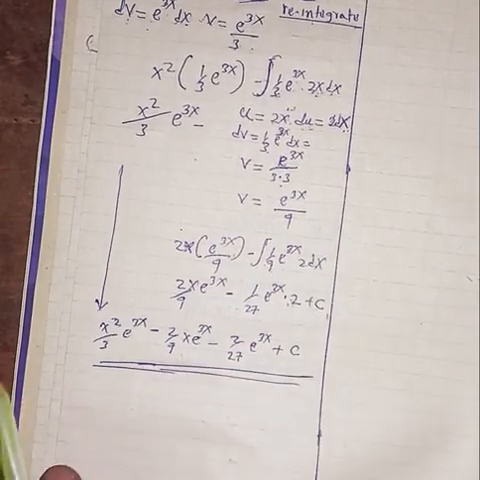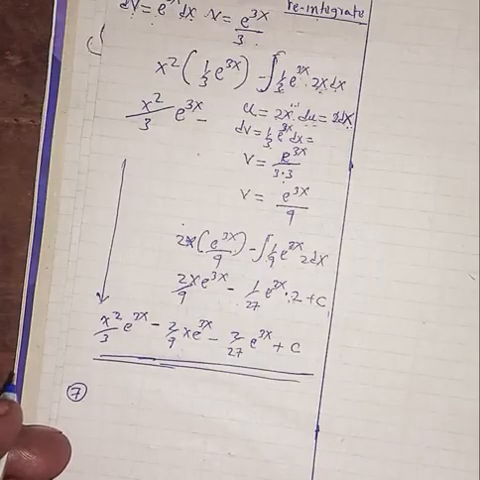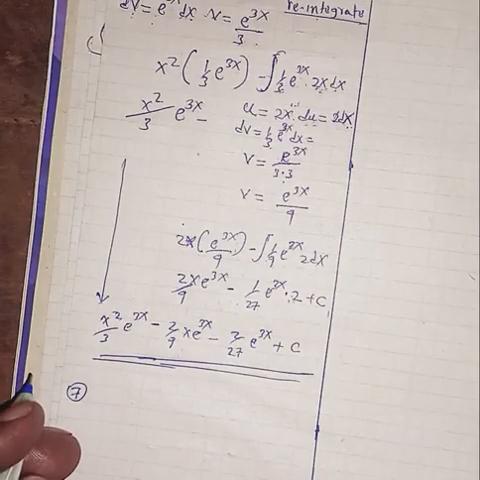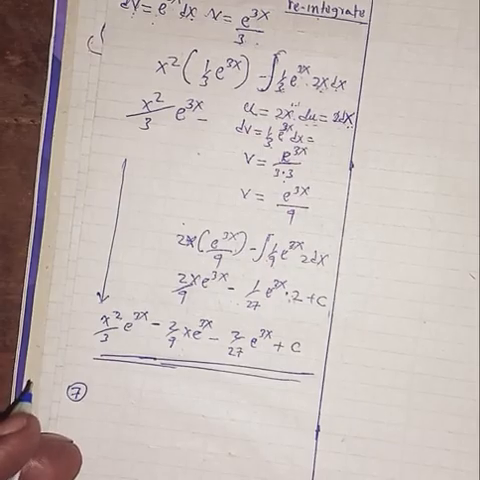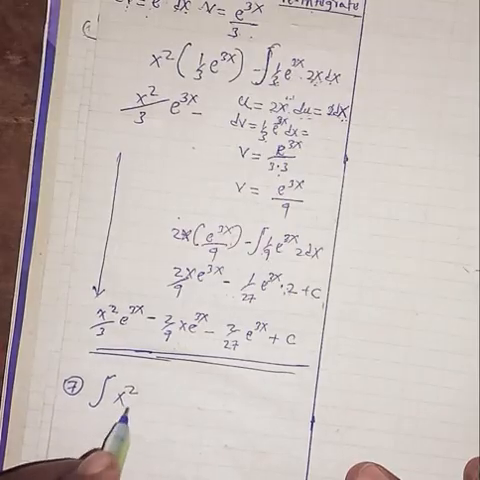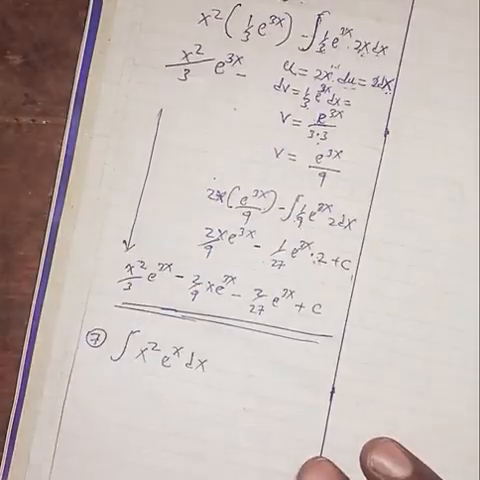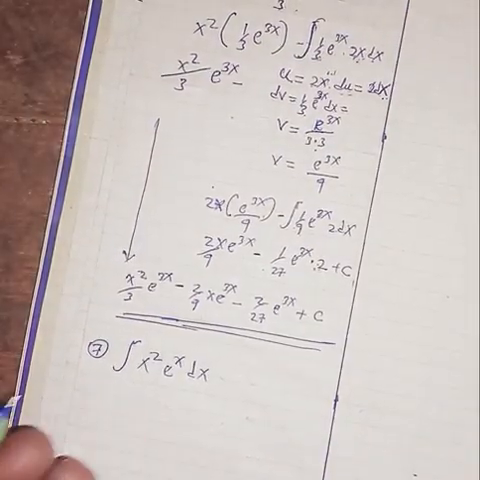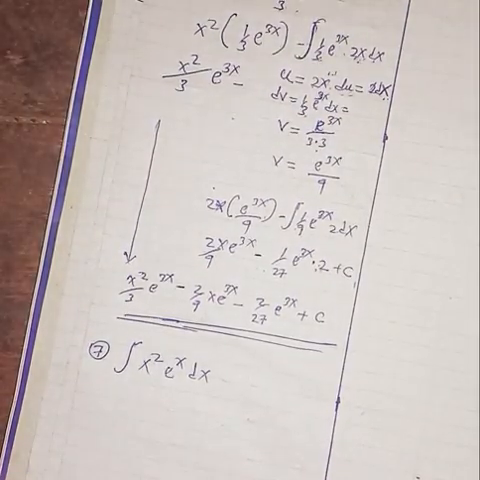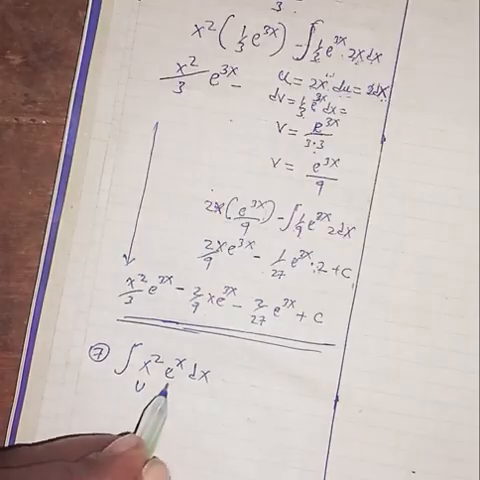Let us go to number 7. We go step by step. We don't rush. The integral of x squared e raised to x dx. So this is integration by parts. As the question suggests, integration by parts, there must be two parts, the u side and the dv side.